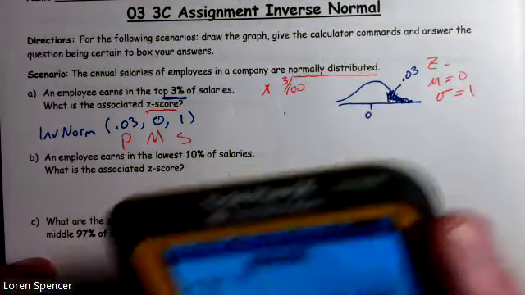So we're going to go inverse norm, just like we have. The calculator's still going to ask for the area or the percent, which is 0.97. It's going to ask for our mean. Well, it's a z-score, so it's 0, and our standard deviation is 1. So once again, we have our PMS.